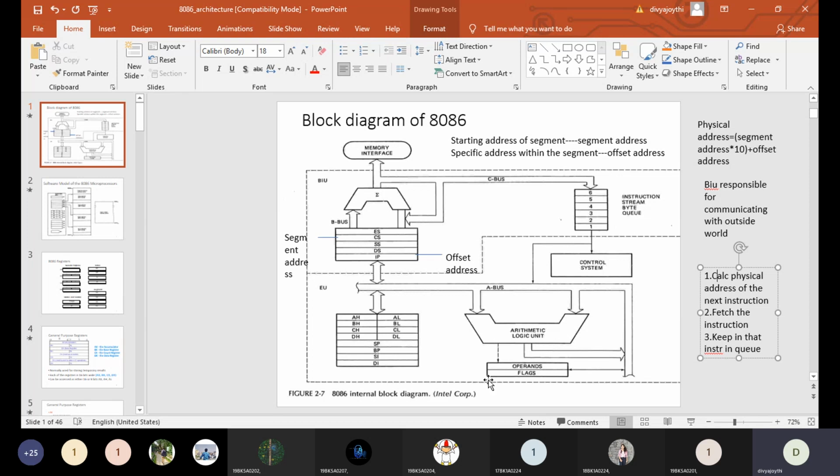So now coming to the down part. The down part is nothing but the execution unit. See here, ma'am. From Q, there is an arrow mark to the control system. At the same time, there is an arrow mark to this A bus, which is connecting the execution unit. See what exactly this control system will do.